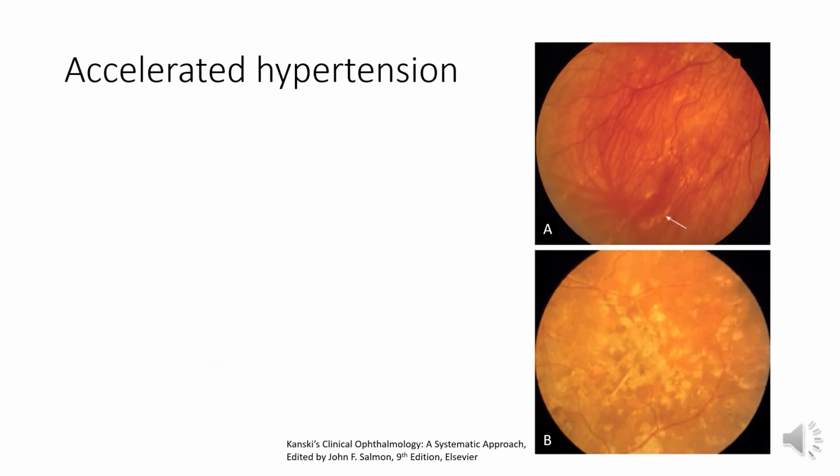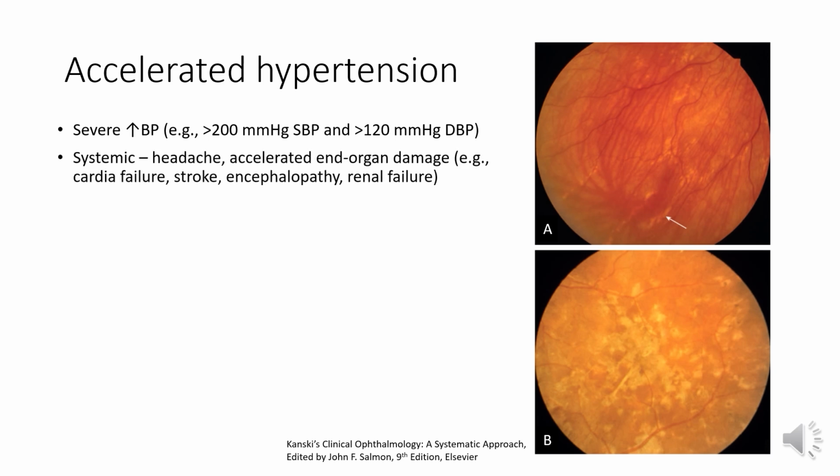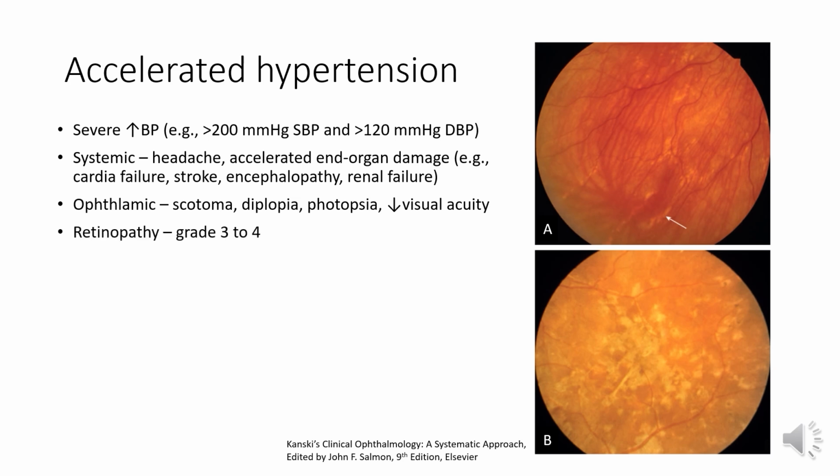Accelerated hypertension refers to severely elevated blood pressure, for instance, a systolic blood pressure of more than 200 and diastolic of more than 120. Of course, this is an emergency situation that could lead to headache and end organ damage. The patient may also have ophthalmic symptoms including scotoma, diplopia, photopsia, or even blurred vision. Fundus examination may reveal grade 3 to 4 retinopathy.